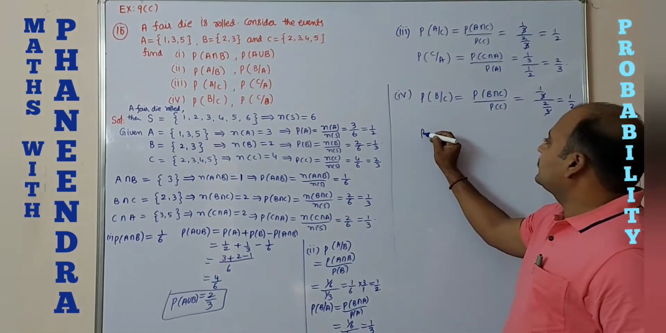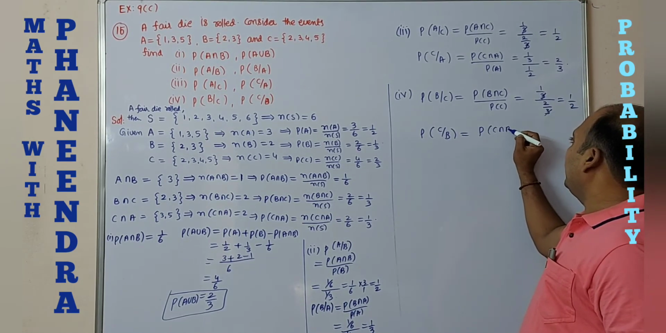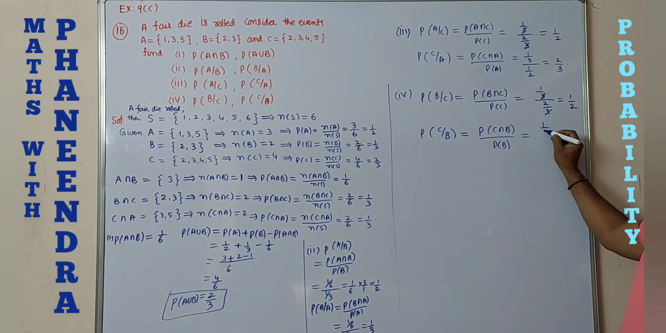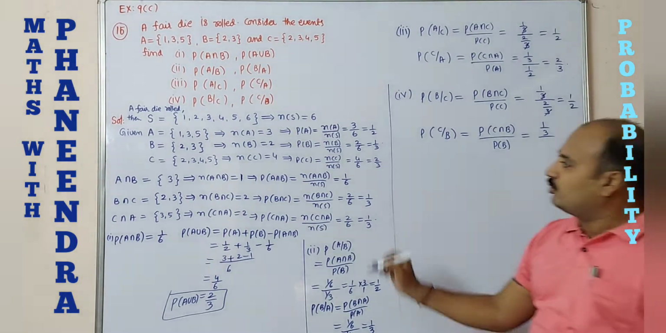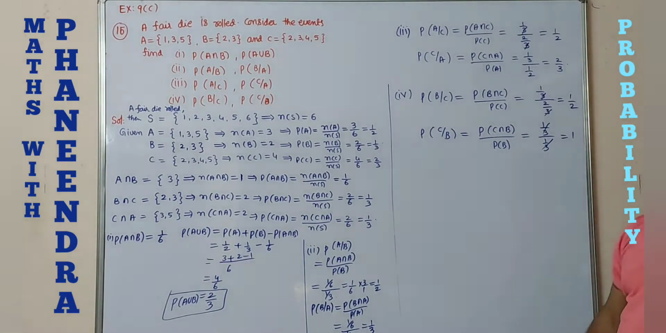P of C given B. P of C intersection B divided by P of B. P of C intersection B is 1 by 3, P of B value is 1 by 3. So 1 by 3, 1 by 3 get cancelled, 1.